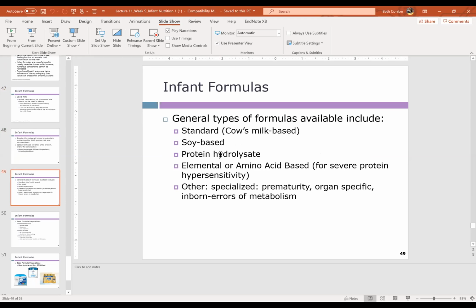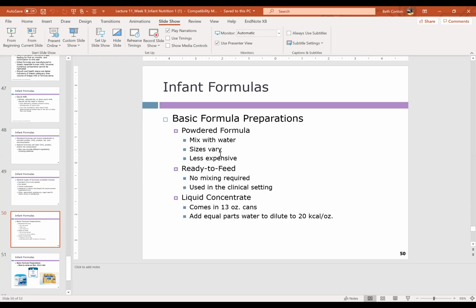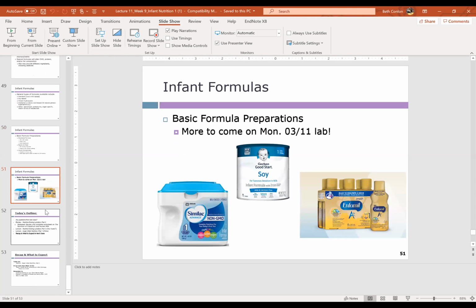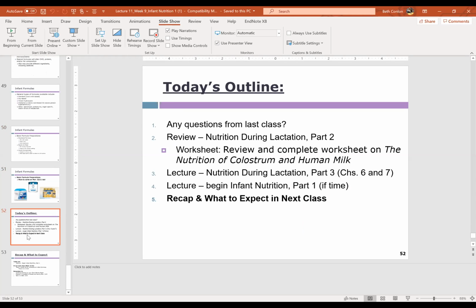If a baby has a protein hypersensitivity, they can't break down whole proteins like whey or casein. So baby formulas have them broken down already, but these tend to be a little bit more expensive. So they are usually held off recommending only when needed. And then in the infant formula workshop, we'll learn about basic formula preparations, including powders, ready to feeds where there's no mixing required, and these are often used in the clinical setting, as well as liquid concentrates. So more to come on infant formulas.